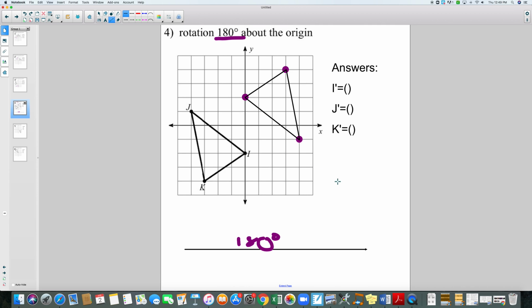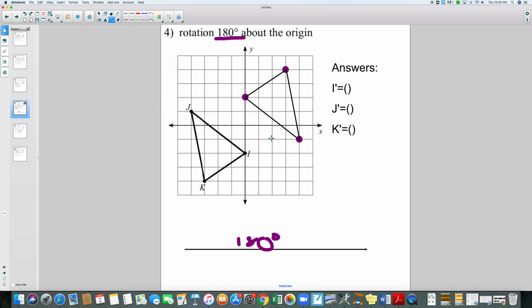All right, something like that. And we can see that we rotated the figure 180 degrees. All right, now, let me show you a trick. Let me do that one. I'll keep it neon green.